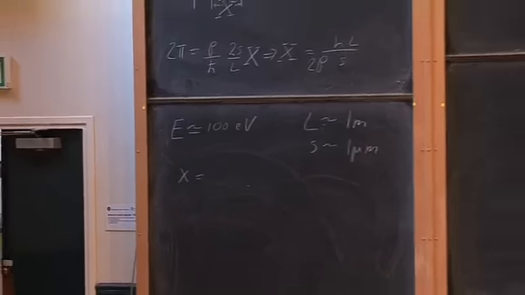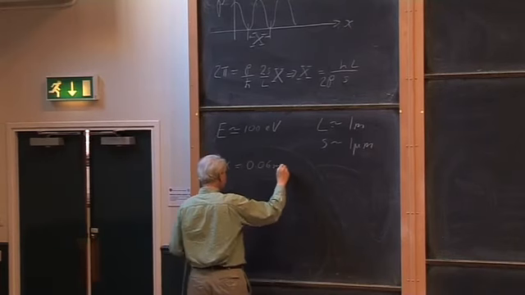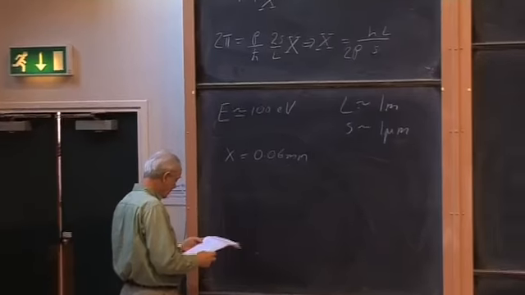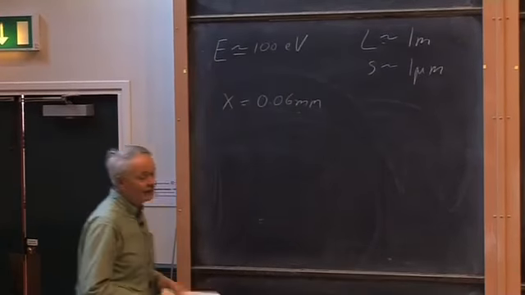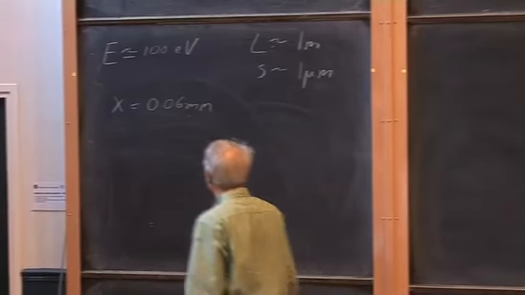A twentieth of a millimeter or something. I think it's, is it 0.06 millimeters? Which is obviously perfectly observable. So such an interference experiment is possible but hard using electrons.